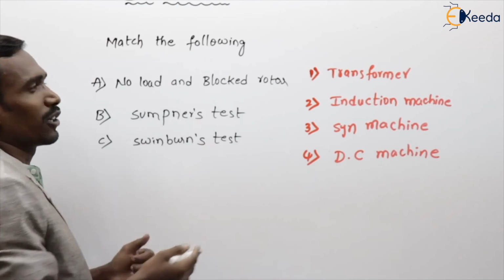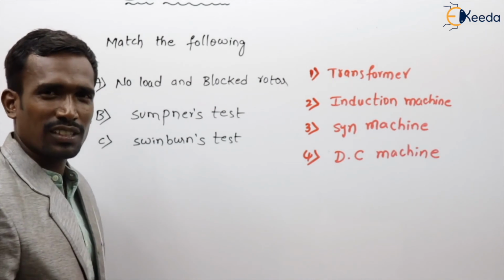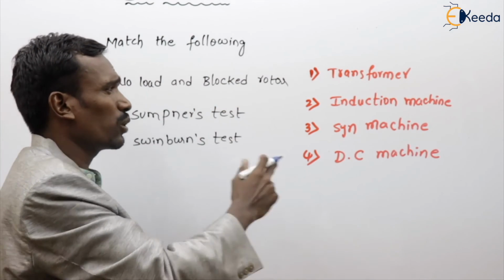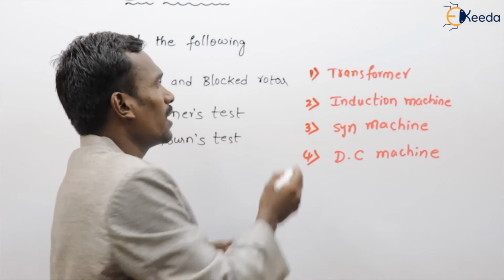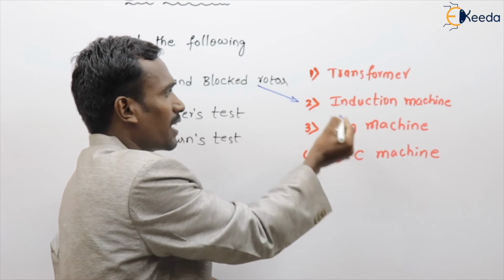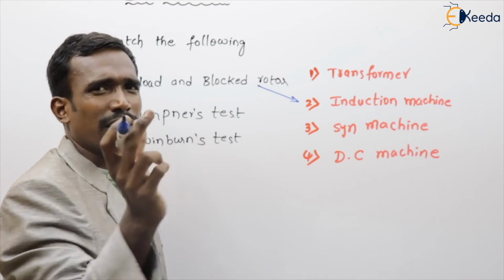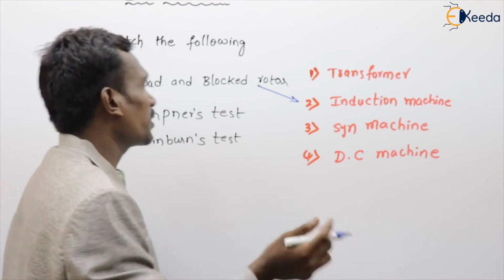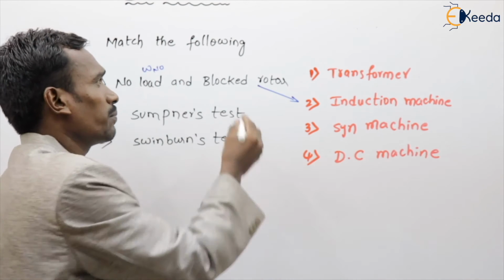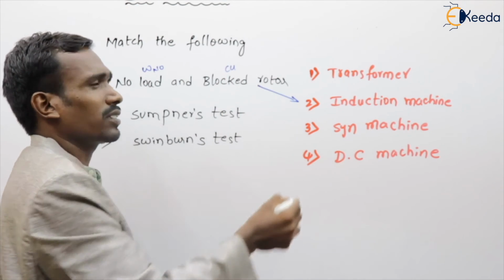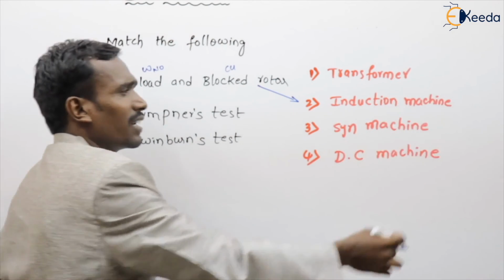Alright, next question, match the following. Tell me, the no load and block rotor test: generally, where do we conduct them? On a DC machine? On a synchronous machine? No. The no load and block rotor tests are conducted on an induction machine. You have to know what the no load test and the block rotor test are. In the no load test, we can find the no load losses of the machine. In the block rotor test, we can find the copper losses of the machine.